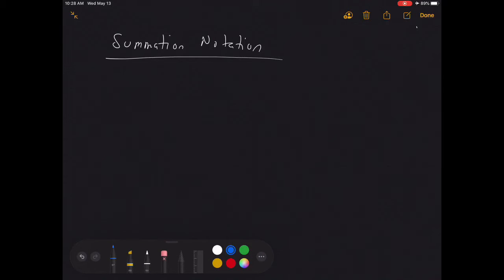First of all, the word sum is given by this capital sigma. It is a capital letter sigma in the Greek alphabet. That means we are going to add. It means we're going to sum a bunch of things.